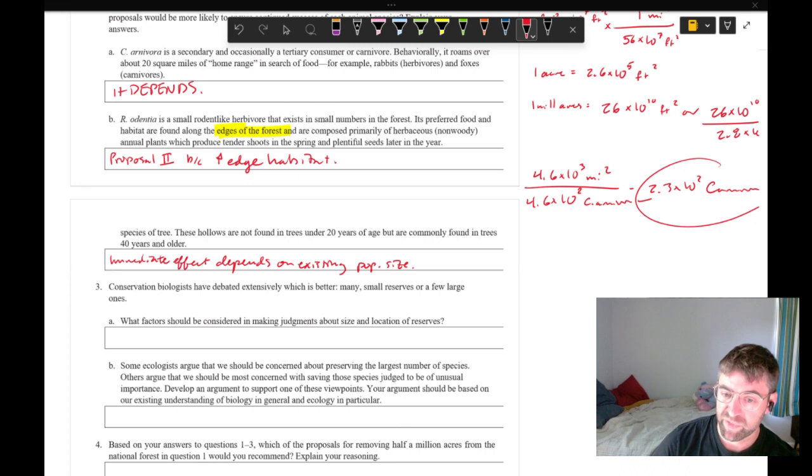So this one isn't really a plan one or plan two. This is a long-term planning problem where you have to make sure that some old growth trees are left intact somewhere in the forest, enough to support this population of predatoria.